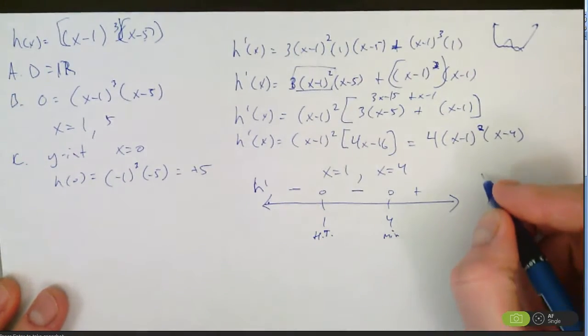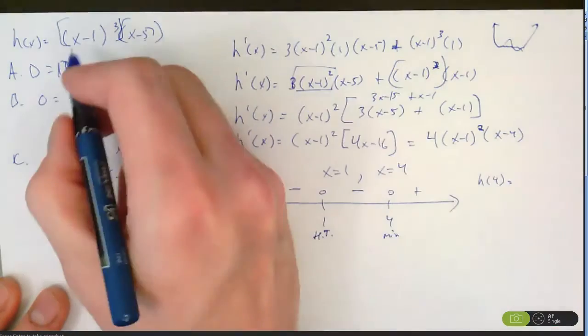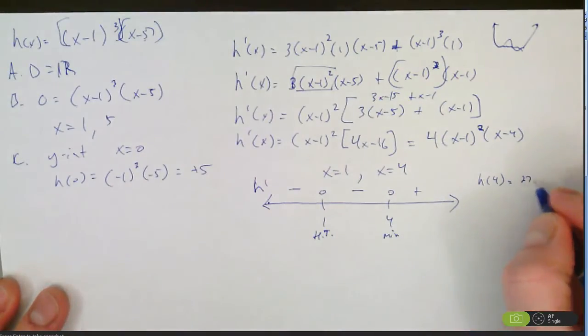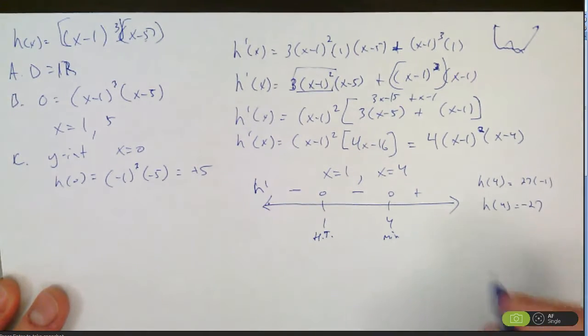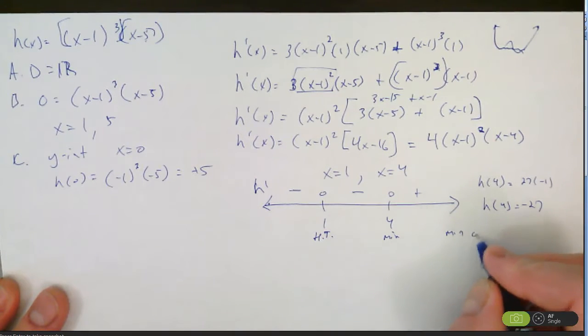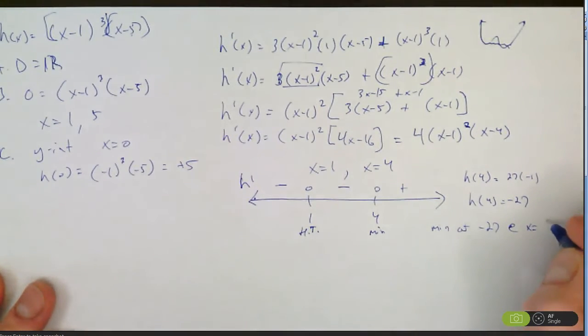I can find h of 4. Well, that's 4 minus 1 cubed, so that's 3 times 3 times 3, so it's 27, times 4 minus 1, which is negative 1. So h of 4 is negative 27. So I have a min of negative 27 at x equals 4.